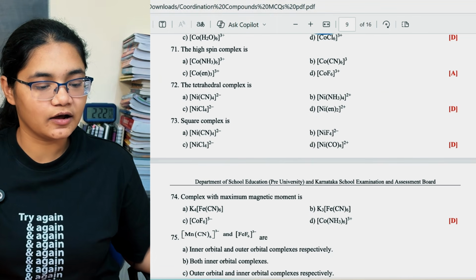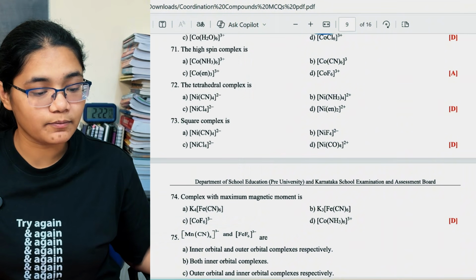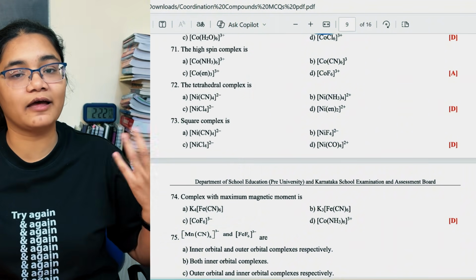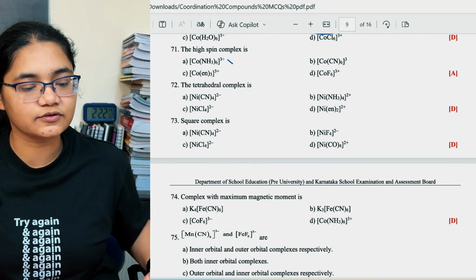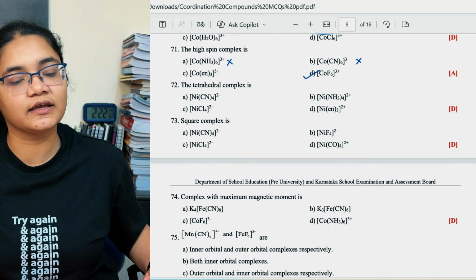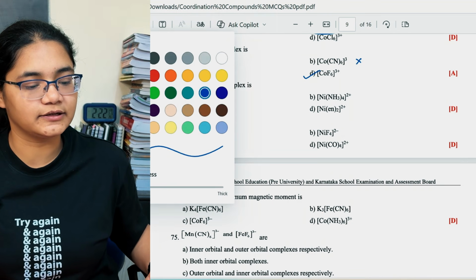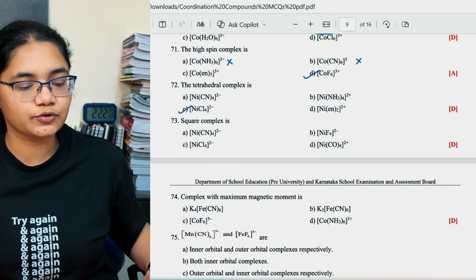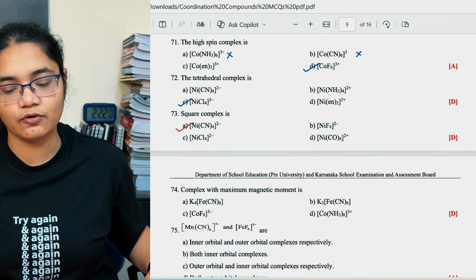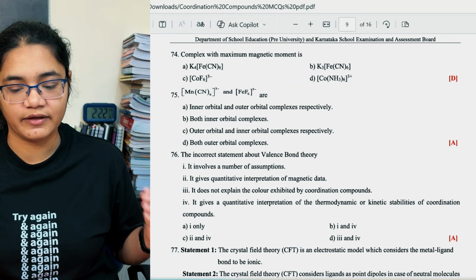Next is the high spin complex, okay, just a minute. The high spin complex is one where you have a weak field ligand. So this is not a high spin complex. More unpaired electrons should be present. So this has 4 unpaired electrons, I think. That is why this is a high spin complex. Tetrahedral complex is NiCl4. Okay, I'll change the color. Yes. Next, square planar is Ni(CN)4. Okay, so if you have already studied isomers and hybridization thoroughly, then you can do these questions very fast.